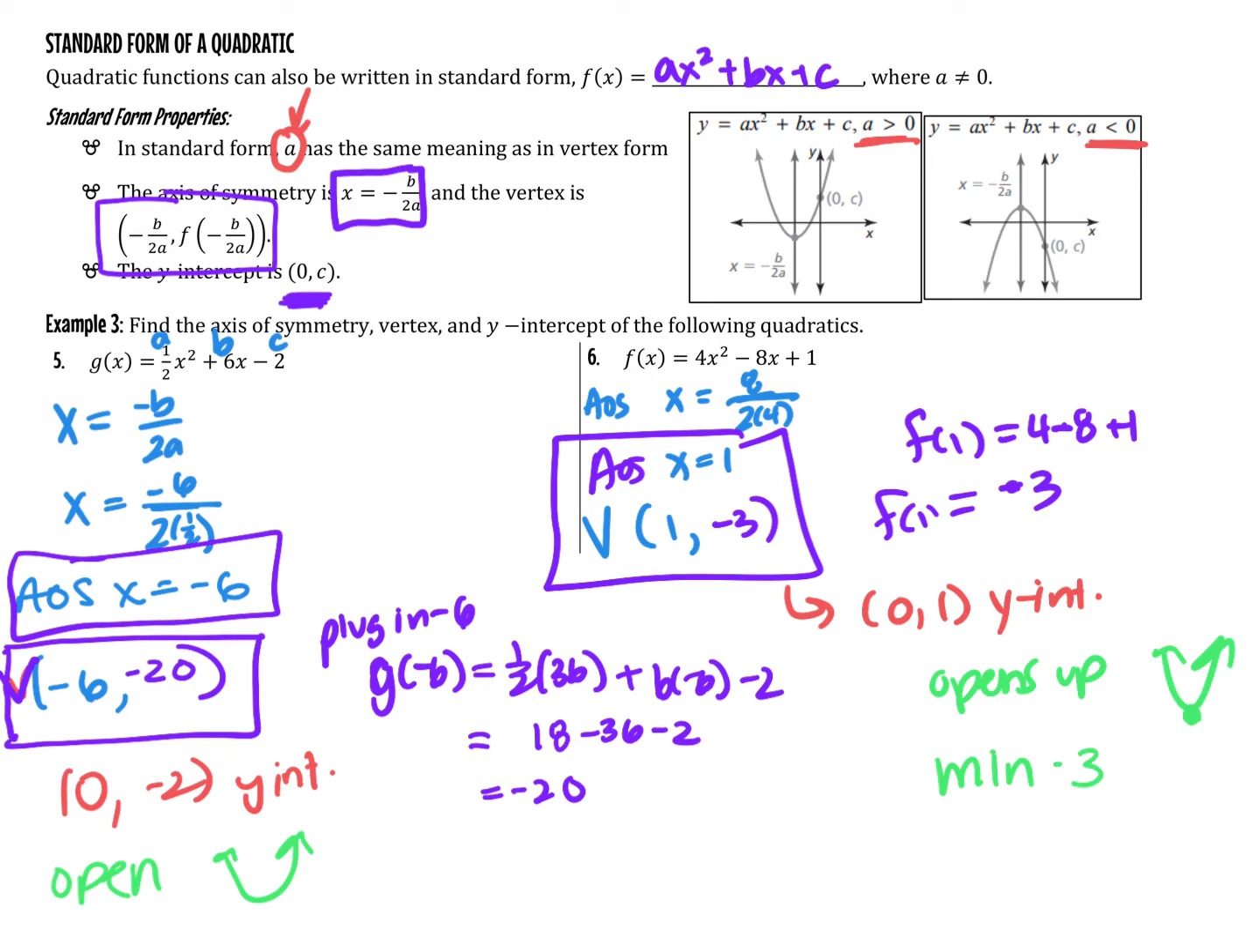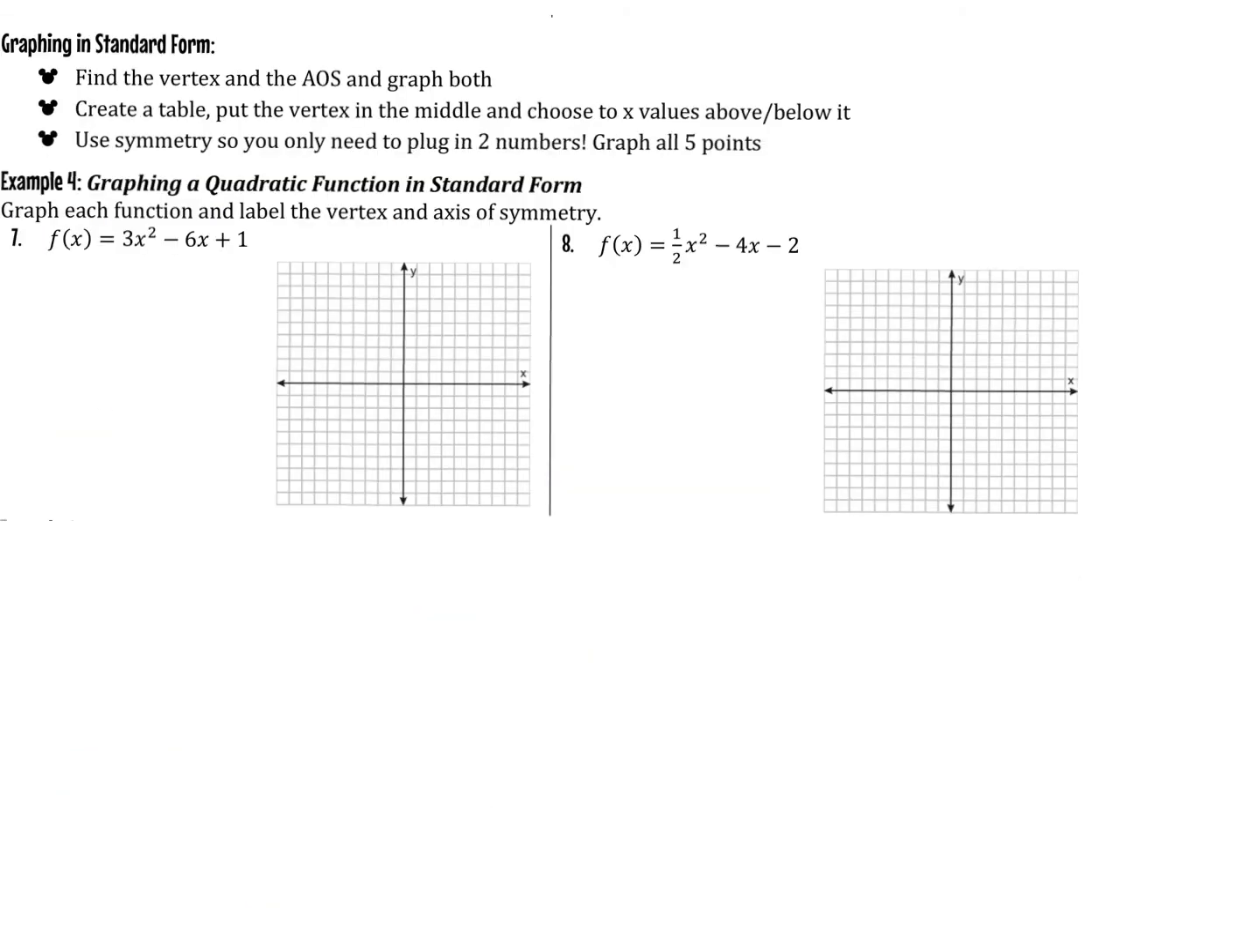All right, let's extend this to graphing. In the same way, we're going to start by identifying that key information, plotting it, and then making a table to fill in the gaps that we have to create the rest of the shape of our quadratic. Before we talk about how to graph, I'm going to encourage you to do exactly what we just did. Find the axis of symmetry, find the vertex, and find the y-intercept. So go ahead and pause the video and do that for both number 7 and number 8.